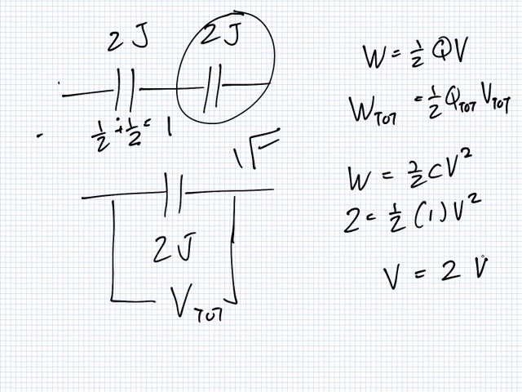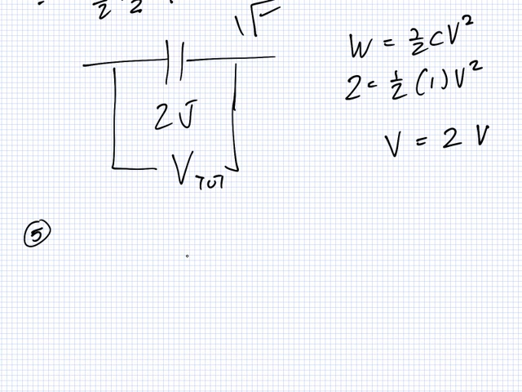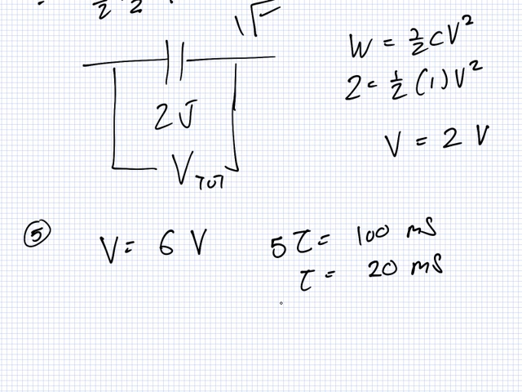Let's go on to the next one now. 5. A flash camera does 5 joules of work in 100 milliseconds, and this is provided by a capacitor under 4 1.5 volt cells. Okay, so the voltage is 6 volts. The 5 tau is 100 milliseconds. So that means tau is 20 milliseconds. So the RC is 0.02.